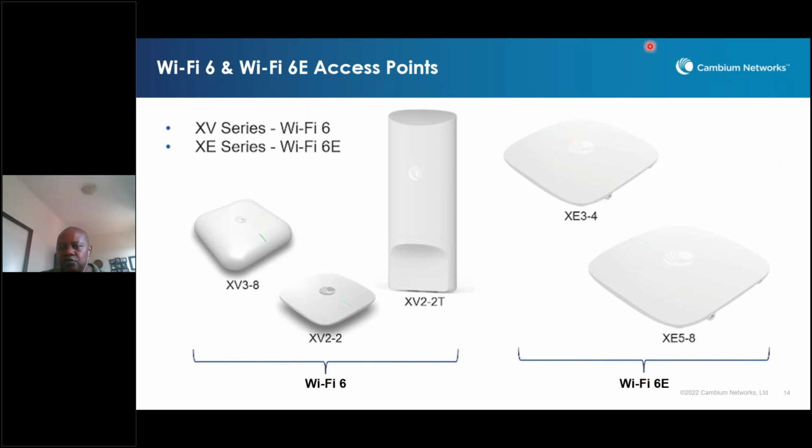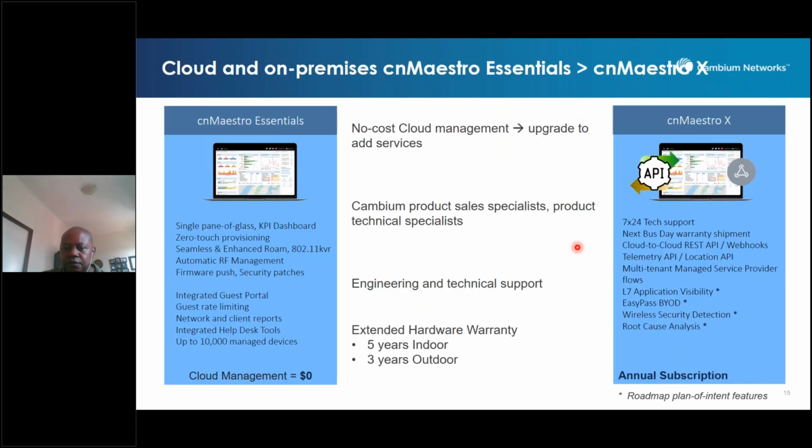Okay, so we should be back on the slides. Let me take away my panel and off we go. We spoke about CN Maestro earlier, and this slide, I think, does justice to what I said earlier in terms of the differences. So Essentials is free. Even the guest portal, if you're using it for Wi-Fi, the voucher platform, generating vouchers, all that is free.